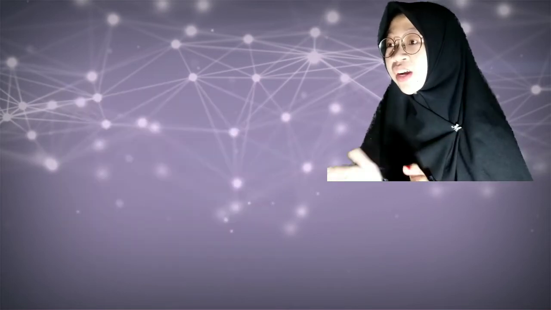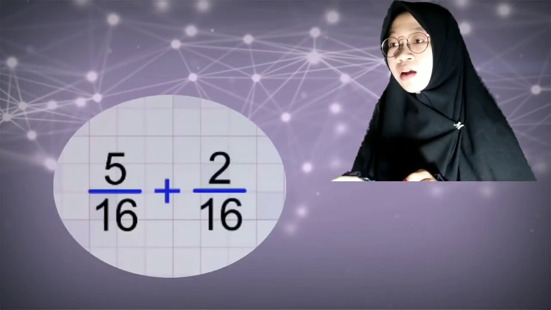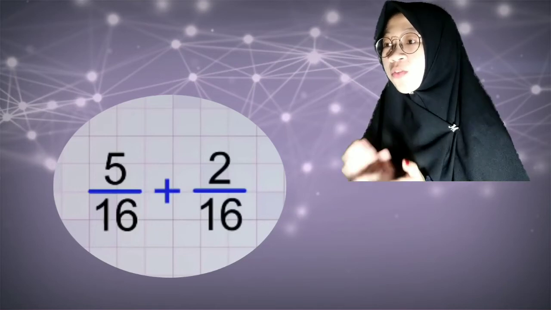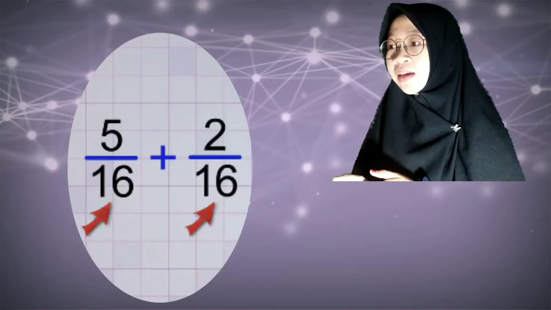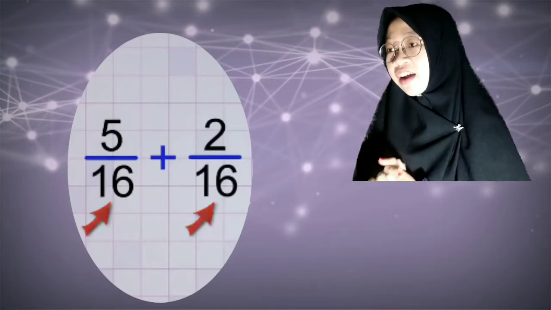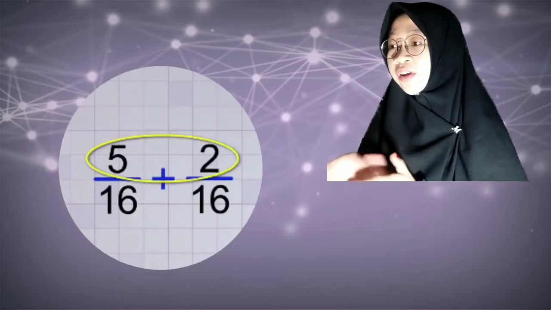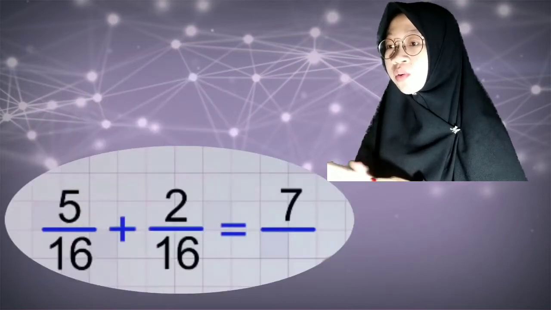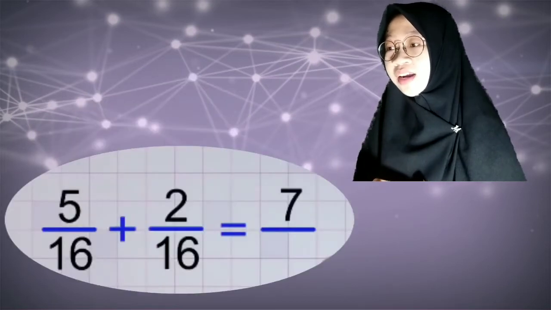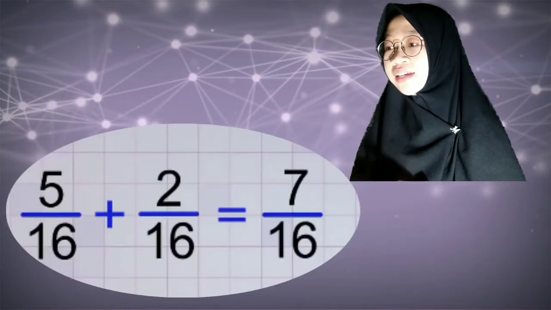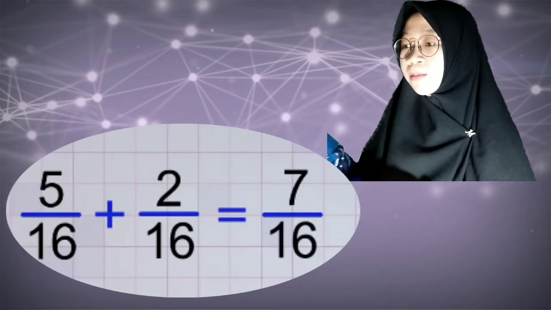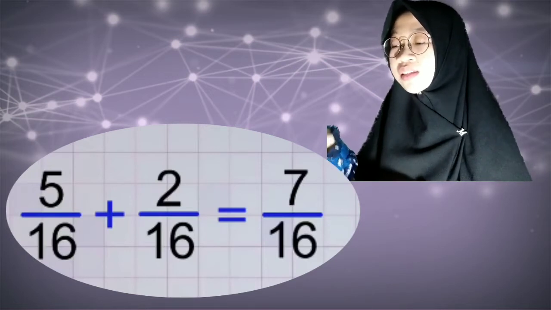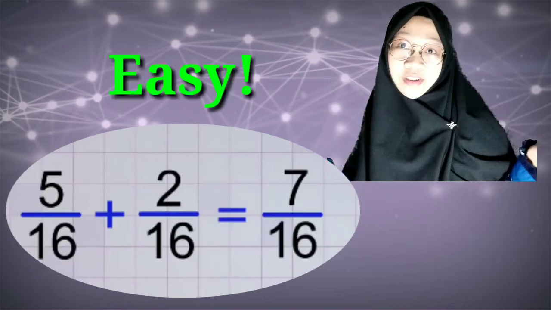Let's see a few more examples, like this one, 5 over 16 plus 2 over 16. Again, since the denominators are the same, it is easy to add these fractions. All we do is add the numerators together. 5 plus 2 equals 7, and that's the numerator of our answer. Then, we just keep 16 as the denominator of our answer. So, 5 over 16 plus 2 over 16 equals 7 over 16. Pretty easy, huh?